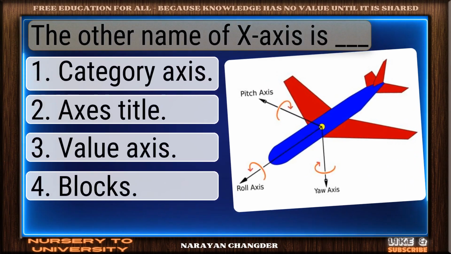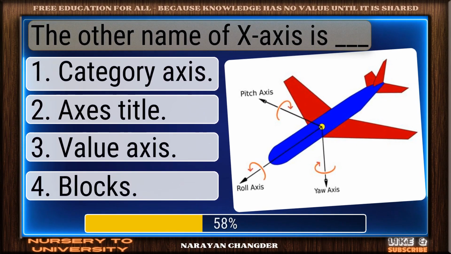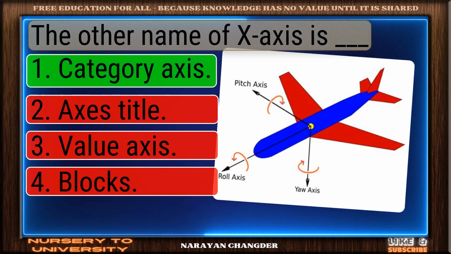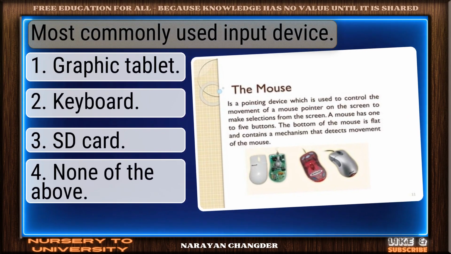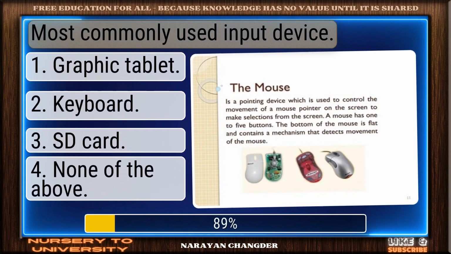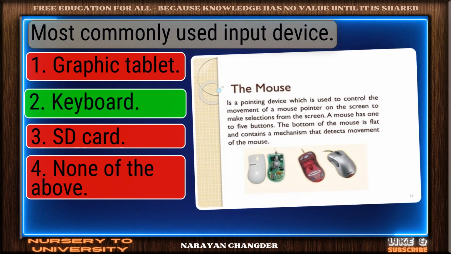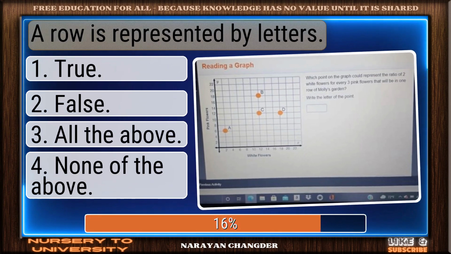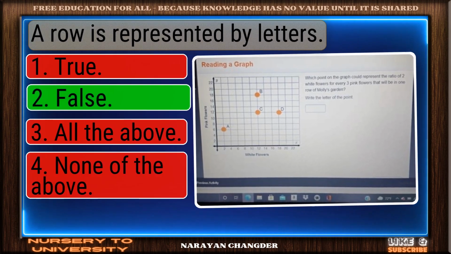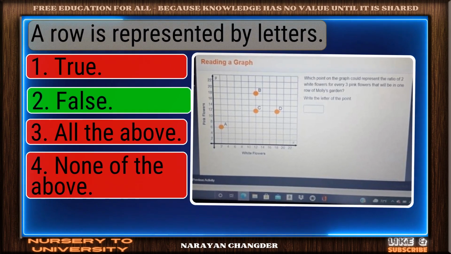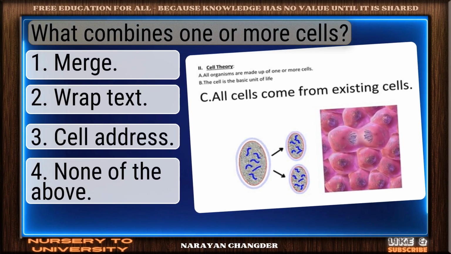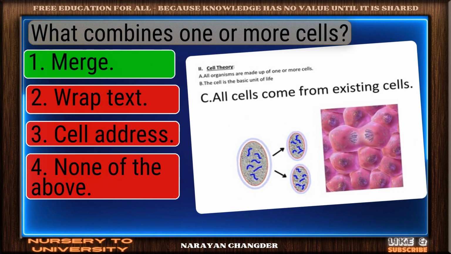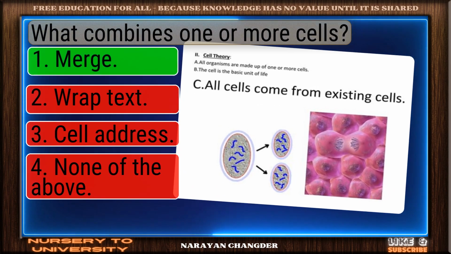The other name of x-axis is? Right again. Category axis is a valid answer. Most commonly used input device? Exactly. Keyboard makes sense and it is the right choice. A row is represented by letters. Excellent. False is a brilliant choice. What combines one or more cells? On track. Merge is the correct answer.